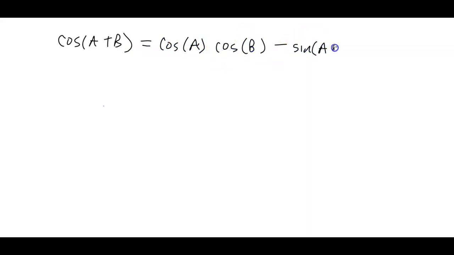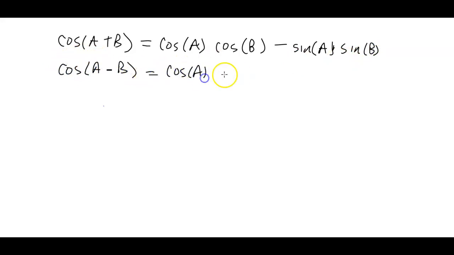Okay. So for this demonstration, we could just say cosine of a plus b. That's just going to be cosine a cosine b minus sine a sine b. And then, of course, cosine of a minus b. Everything else will pretty much be the same, except for now the sign is going to be plus instead of minus.